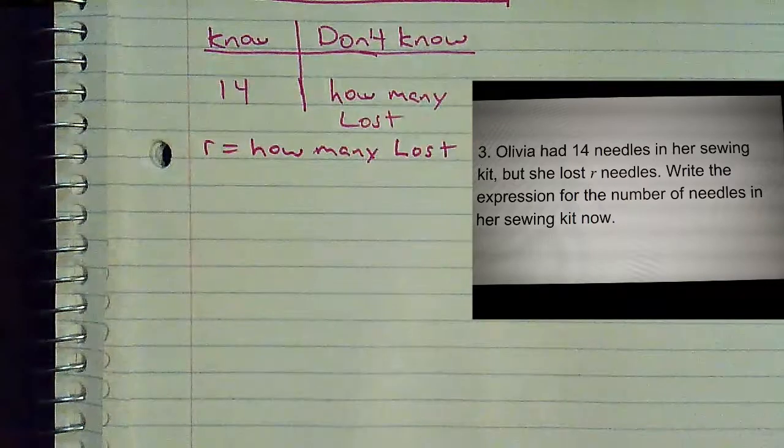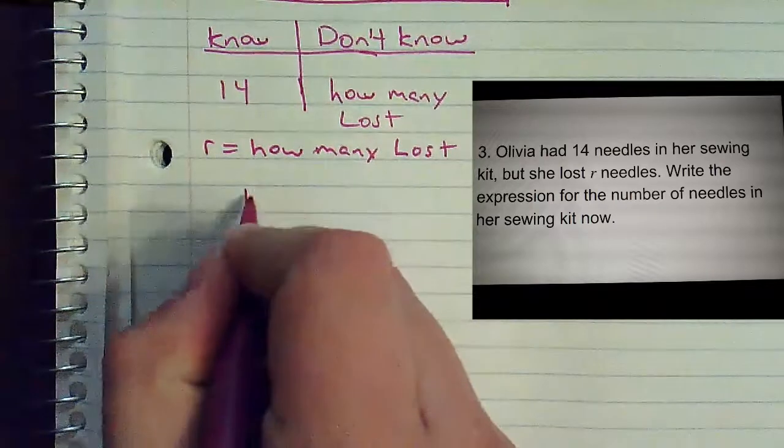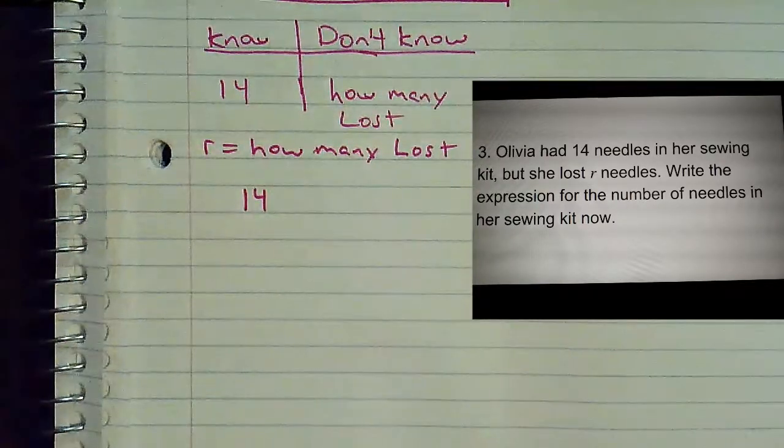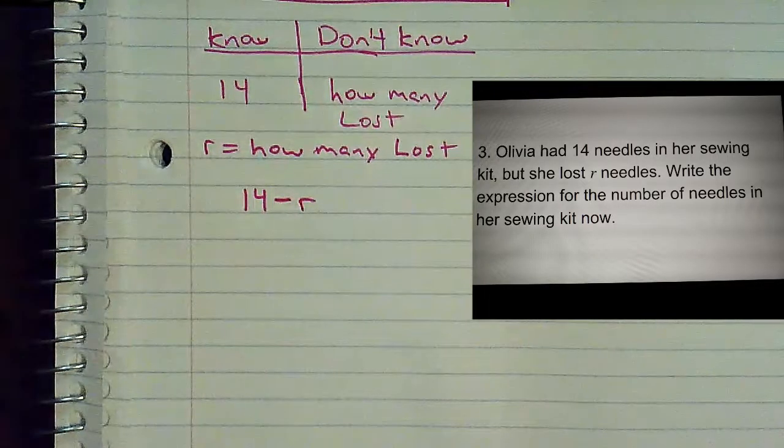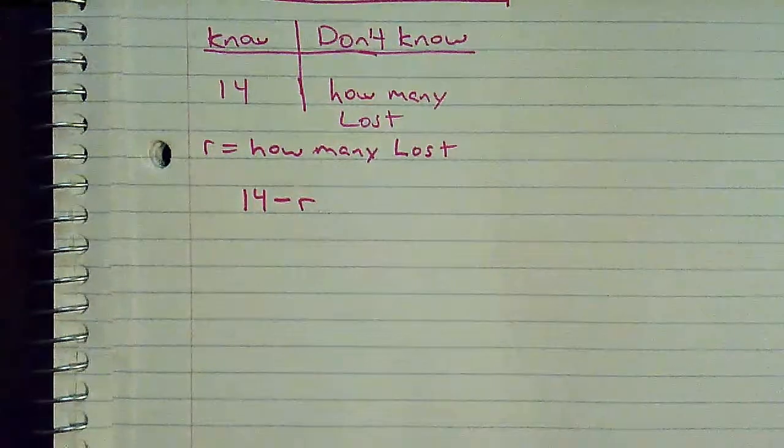So when you lose something, what is happening? It's going away, or subtracting. So we're going to start off with our 14 because that's how many she had, and then we're going to subtract from it how many she lost. How many did she lose? We have no idea. We're using R because that's a variable. It could be anywhere between 0 to 14, and that's that expression. Go on to our fourth problem now.